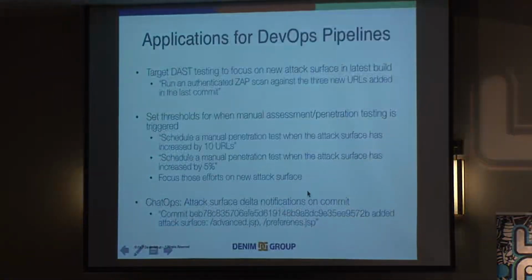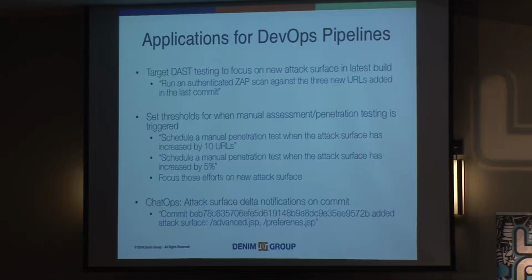Okay, I've talked about a lot of this stuff, but again, this lets you target your DAST testing to limit your run times. It lets you potentially set thresholds for when you need to do manual assessments and penetration testing. And one of the things we're playing around with is gluing this into Slack and HipChat so that when developers make commits that introduce new attack surface, that's something the team is made aware of.